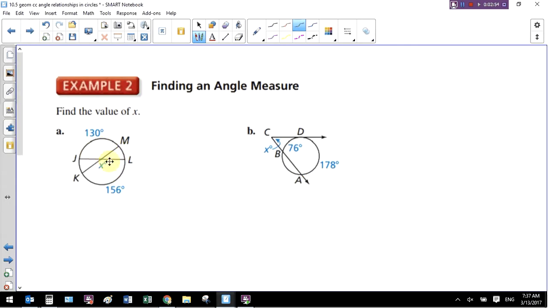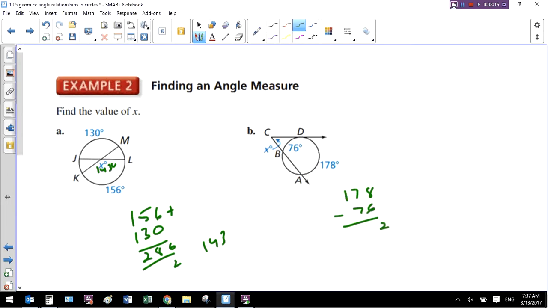All right, so these are inside the circle, so you're going to add them up. So 156 plus 130 gives you 286. Divide that in half, and you get 143, so x is 143 degrees. It's outside the circle, so you take 178, subtract 76, and then you take half of that, which would be 51. So this would be 51 degrees.